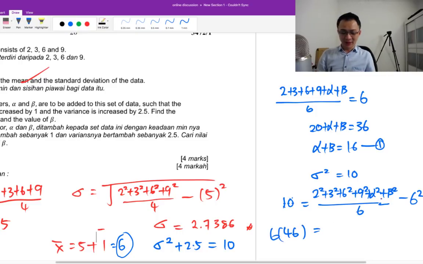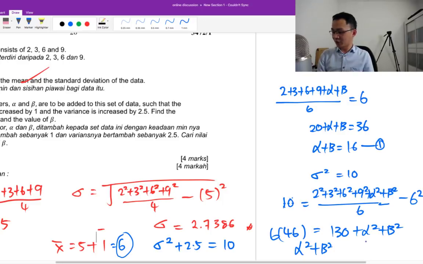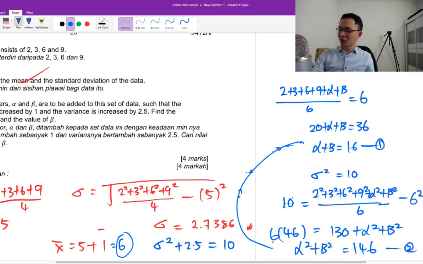Alright, then I will do something like 2 square plus 3 square plus 6 square plus 9 square, which is 130, plus alpha square plus beta square. Alright, then yeah, we will need to actually solve it. So alpha square plus beta square, you will get 6 multiply 46 minus 130, you get 146. Okay, then you just do the simultaneous. Let me just do the substitution, and then you should be able to get the correct answer.